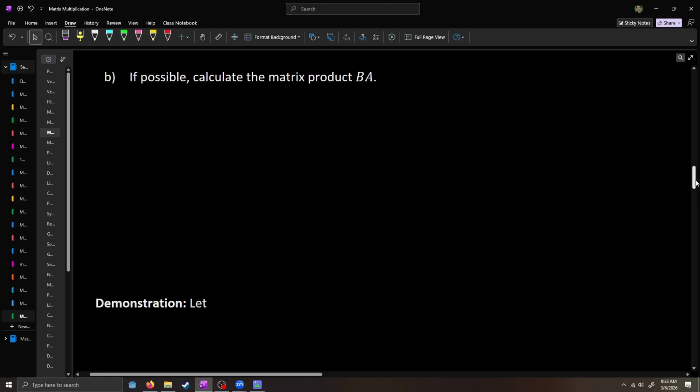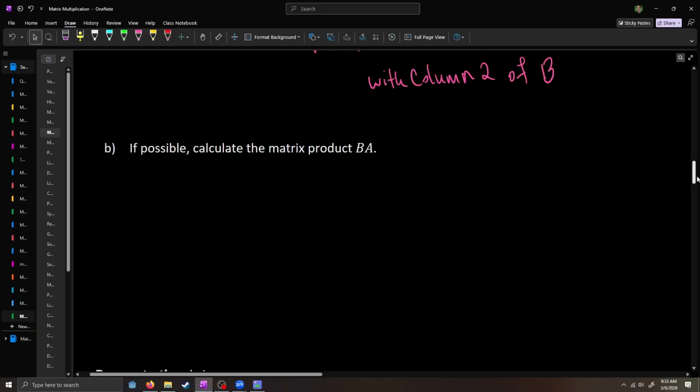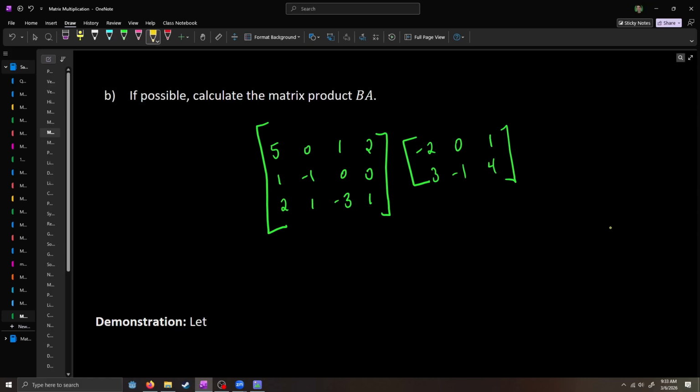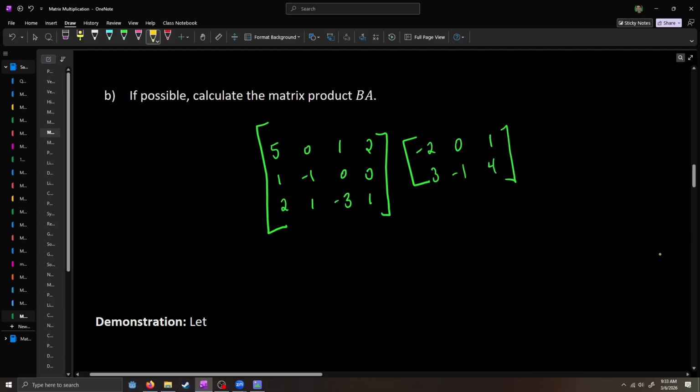Now, let's consider what happens if they asked us to multiply these matrices in the opposite order, B times A. If we try to do a multiplication in the opposite order, where B is on the left and A is on the right, in this case, this is a matrix multiplication that cannot be completed, and it's not defined. There are two ways to see that at this point.